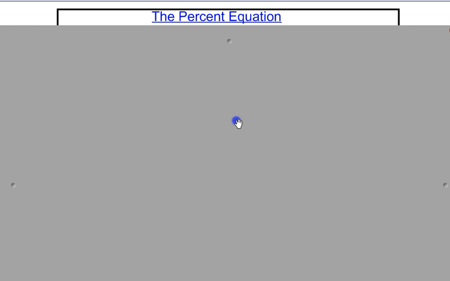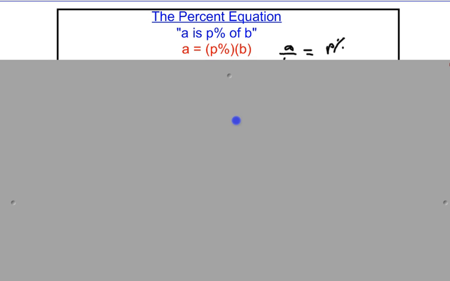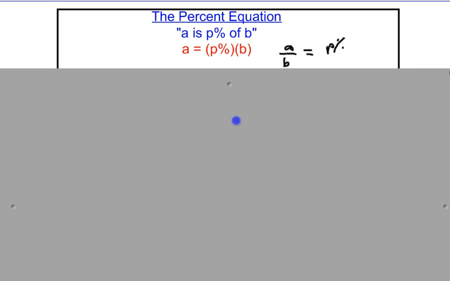Okay? The percent equation is another way to look at the proportion that we're used to. So this is just another way to look at the proportion. I already told you you could just use it all the time, okay? The percent equation says A is P% of B, which is saying you can actually multiply your percent by the base to find a particular percentage, okay?